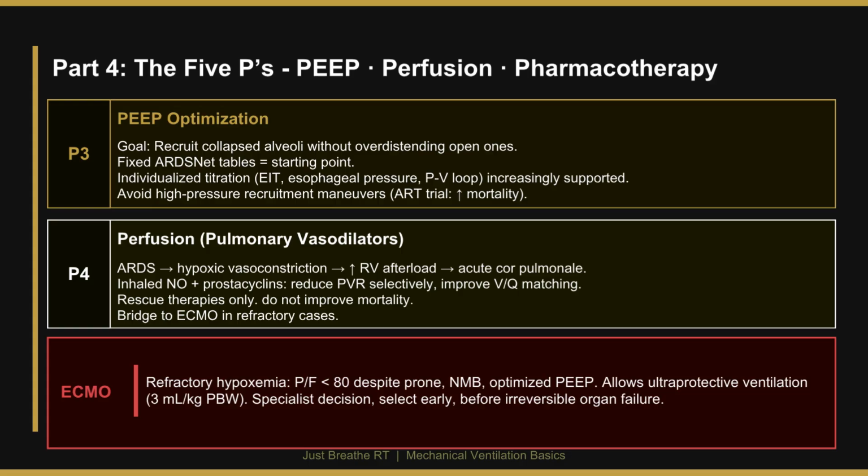Extracorporeal membrane oxygenation allows the ventilator to rest the lung, applying ultraprotective settings, sometimes as low as 3 milliliters per kilogram PBW, while the extracorporeal circuit handles gas exchange.